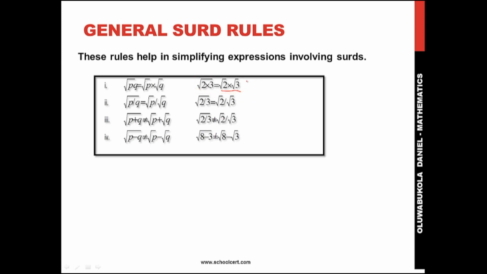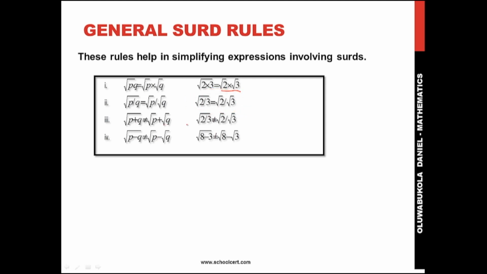The same thing goes for division. If you have root of P over Q, it can also be expressed as root of P divided by root of Q. So for instance, following the same trend as above, root of 2 over 3 can be written as root 2 divided by root 3.